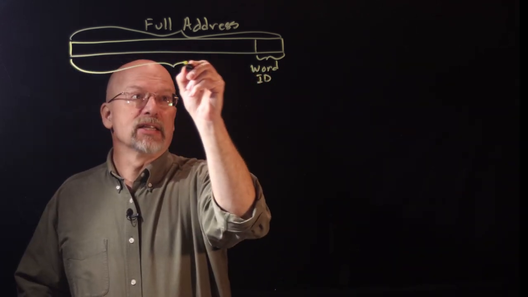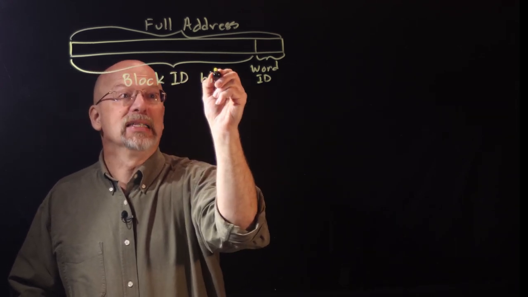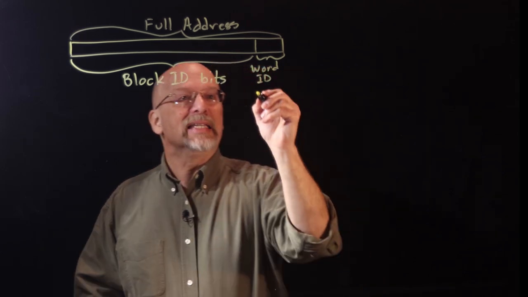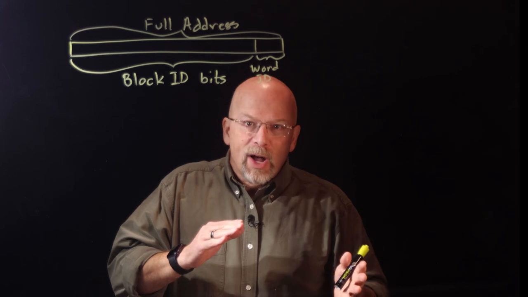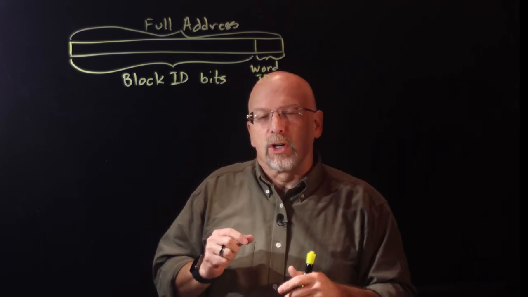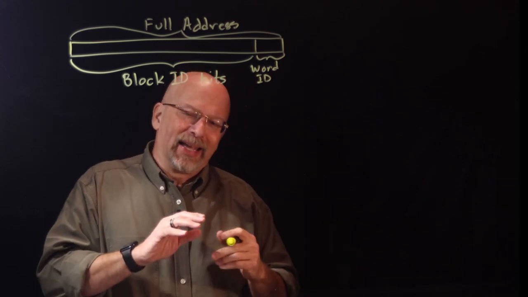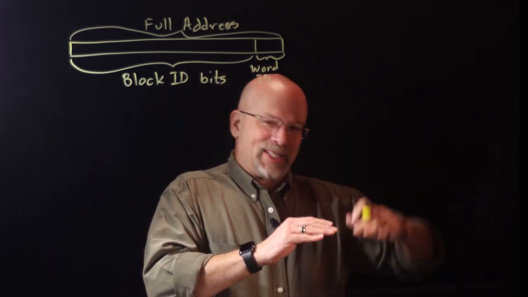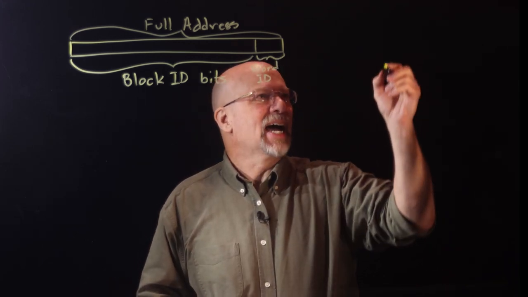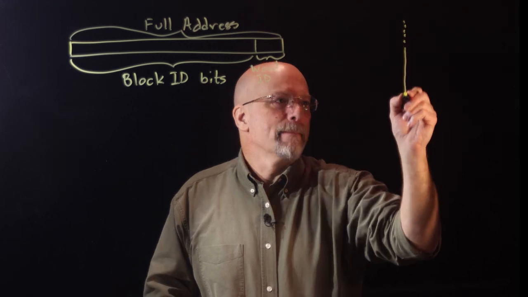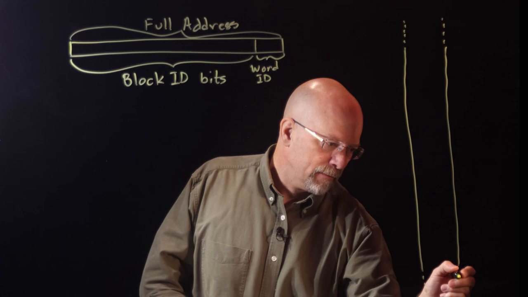Now, the rest of these bits are referred to as block ID bits. The block ID bits reference which one of the groups of words we're going to be referring to. Let me try this again. Remember the memory map? It was this long rectangle. Well, I'm going to zoom way in. So we're going to look at just a tiny, tiny spot in that memory. So I'm going to simply draw a little bit of memory here.